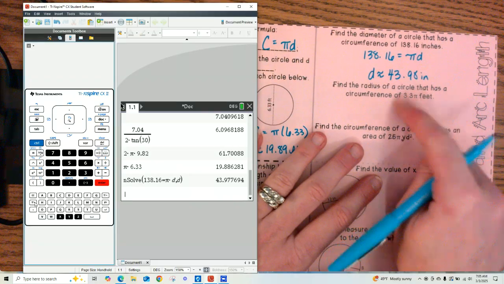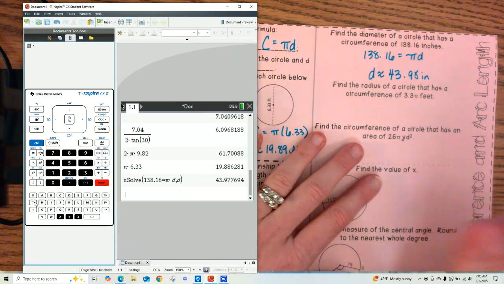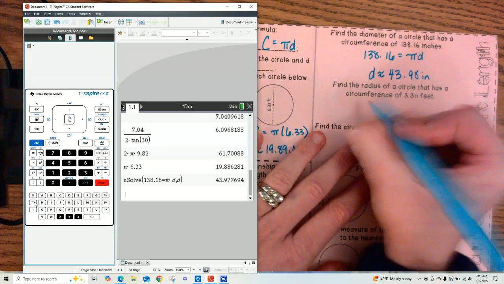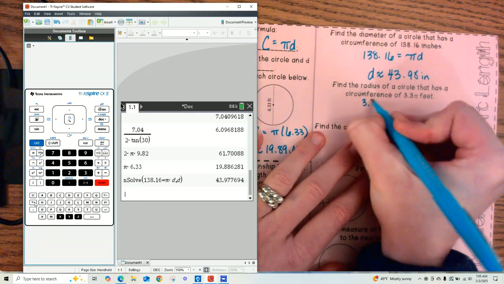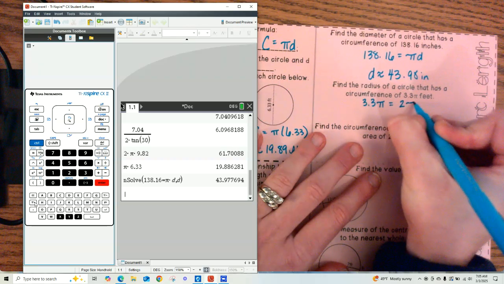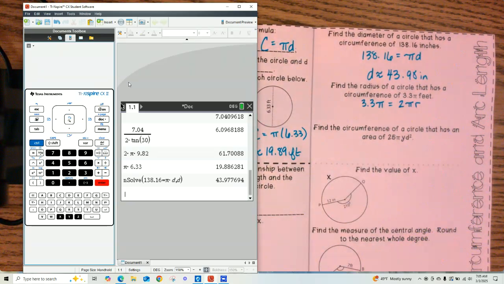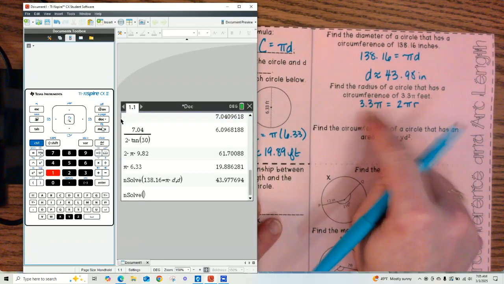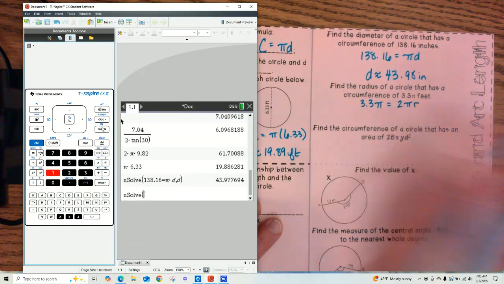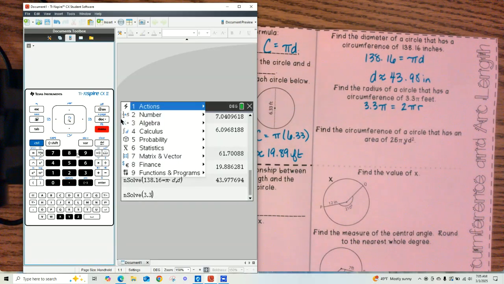This one says find the radius of a circle that has a circumference of 3.3 pi. So sometimes they write answers in terms of pi. This is the most specific answer that you can get because pi is irrational. So if the circumference is 3.3 pi and our formula is 2 pi radius, again we can do menu 3-1, but in this case you're just dividing 3.3 pi by 2 pi. Really, you're dividing 3.3 by 2 because the pi's cancel out.